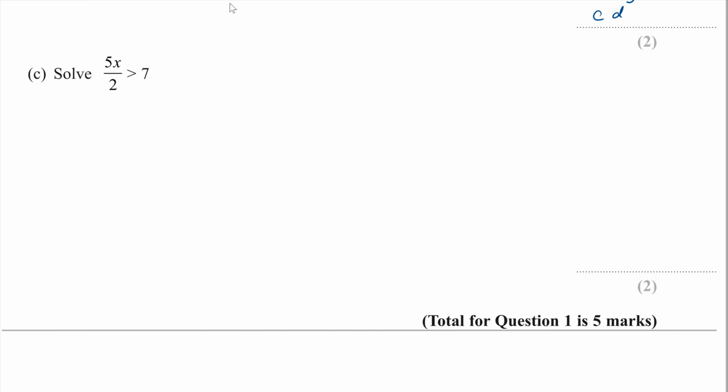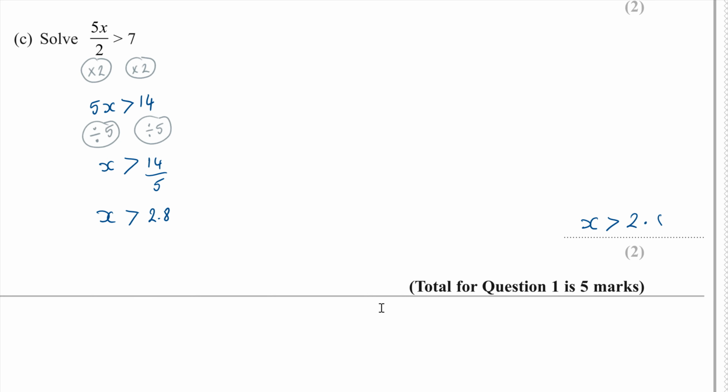Part C. 5x over 2 is larger than 7. Start by multiplying both sides by 2. This cancels out the fraction. This results in 5x larger than 14. Then divide both sides by 5. So the final answer is x larger than 2.8.